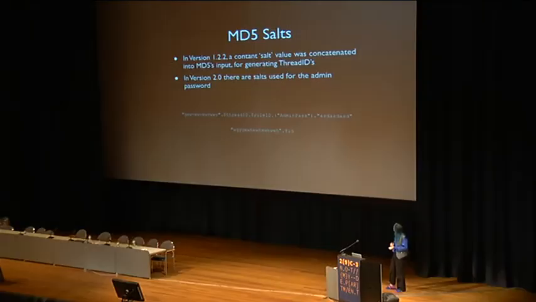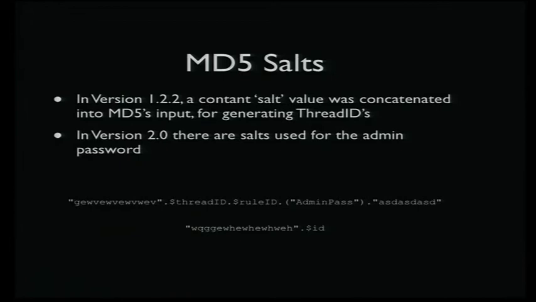The exploit kit figures out with the GeoIP stuff where they're coming from, and if it's from this country, then it'll send the exploits, and if not, it'll just redirect them to Google or whatever. In version 1.22, Ponch added a salt that was concatenated onto the beginning of the thread ID, and then in version 2 there were also a couple of salts added for the admin password and stuff like that, because if you could pull the config file off, you'd basically have the hash, and then you could crack it.